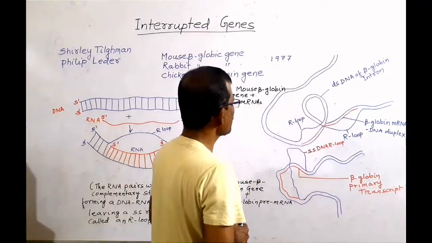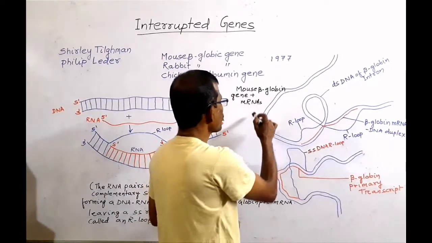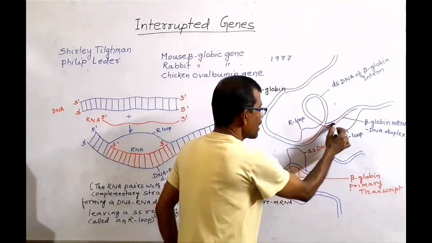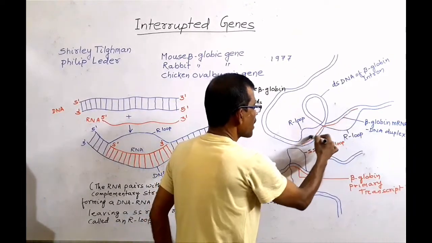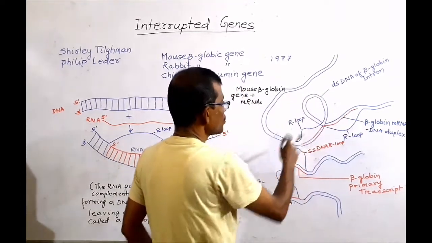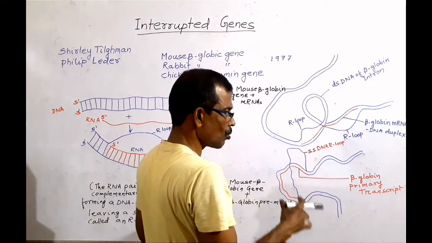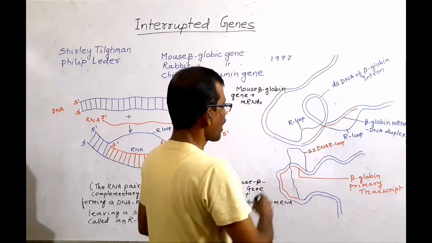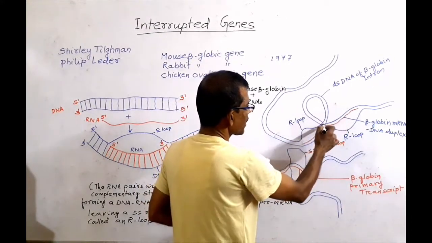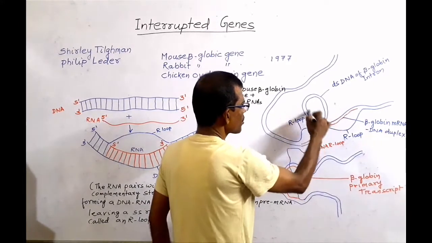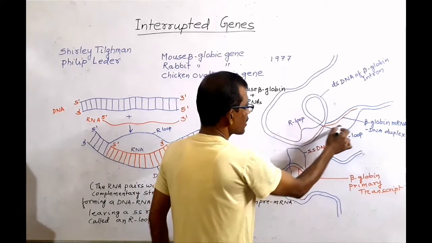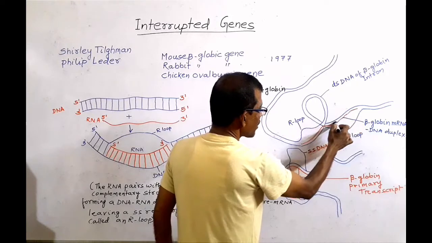In the first experiment, they incubated the mouse beta-globin gene with beta-globin mRNA. This red colored strand is the mouse beta-globin mRNA, and this blue colored molecule is the mouse beta-globin gene. After incubating these two under suitable conditions, hybridization occurred, and they found the presence of two R loops that are separated by a loop of double-stranded DNA. This is the loop of double-stranded DNA, and these are the two R loops.